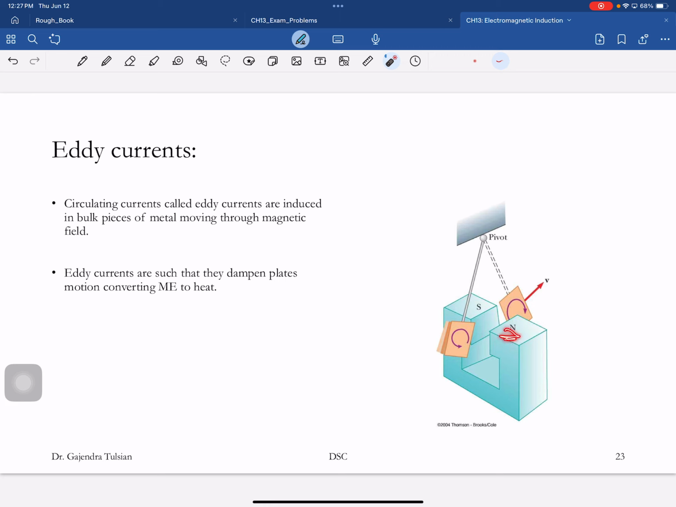So if this magnet was not there, this would swing forever, if air friction is negligible. With the magnet present, this will stop very fast. So these are called eddy currents.